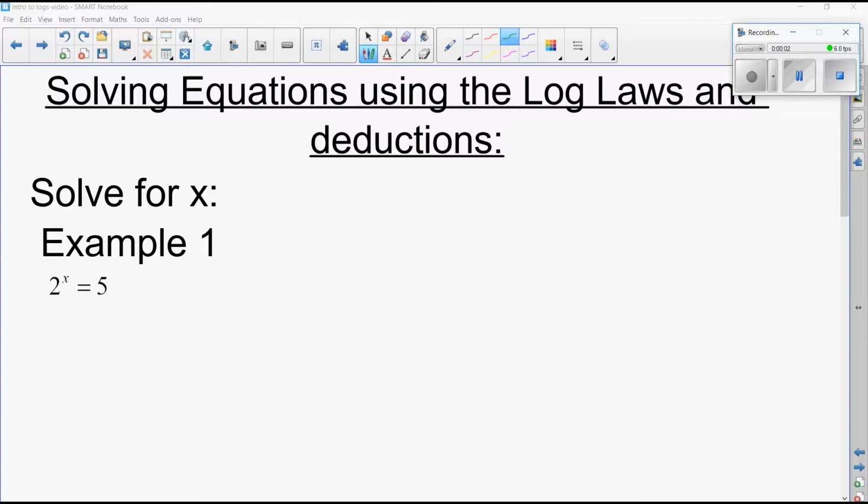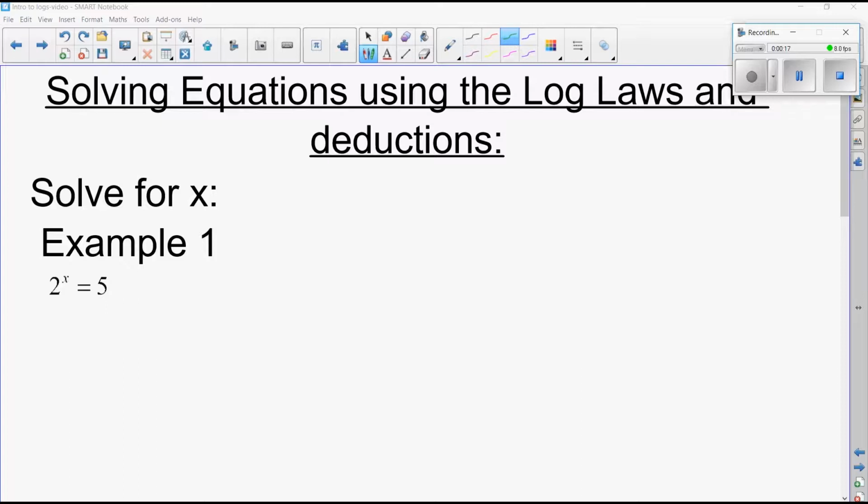Solving equations using the log laws and the deductions. In the first example, we are asked to solve for x, and we have 2 to the x equals 5. You notice that x is in the exponent. For me to be able to solve for x, I'm going to introduce logs on both sides.